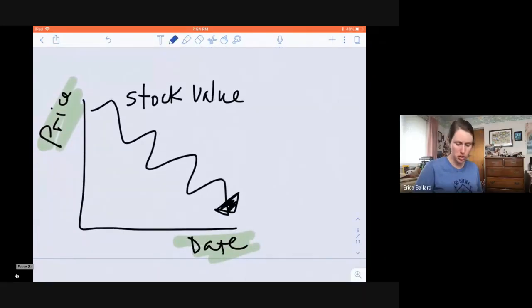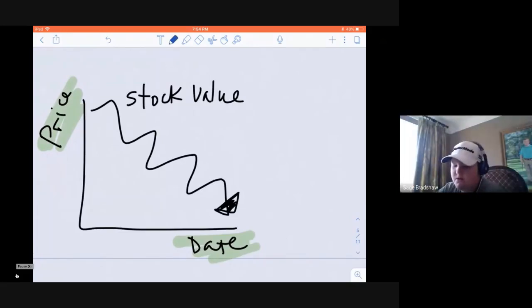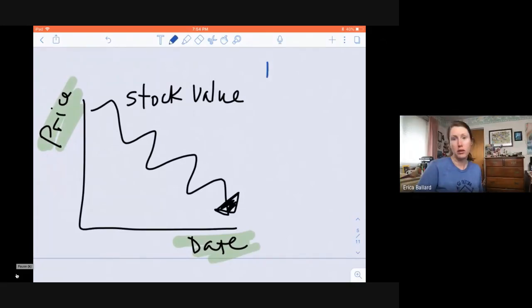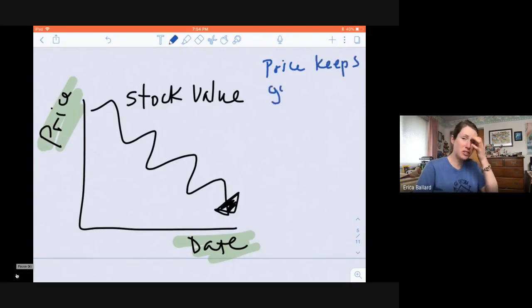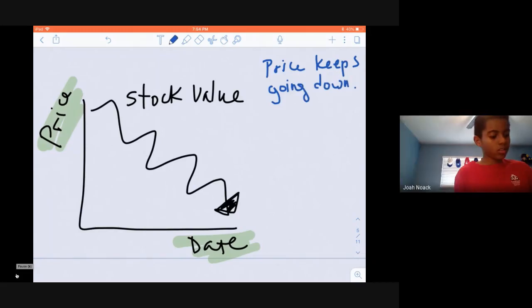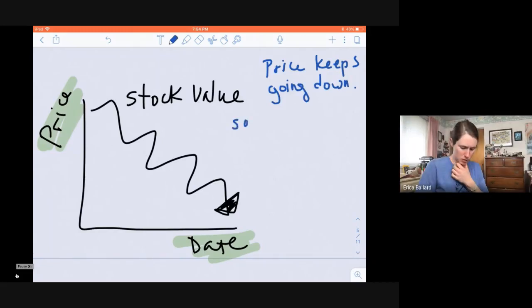Kind of like how people were panicking with the coronavirus. Yeah, where people are selling off their stock real quick. So you're having a lot of panic right now in the market. Not as much at all as during the Great Depression, but the market did go down 2,000. We would say 2,000 points, which is a lot. So the price of the stock keeps going down.